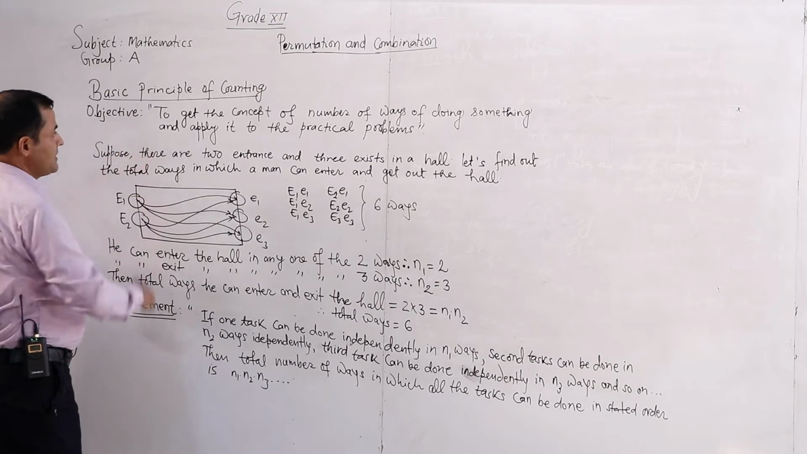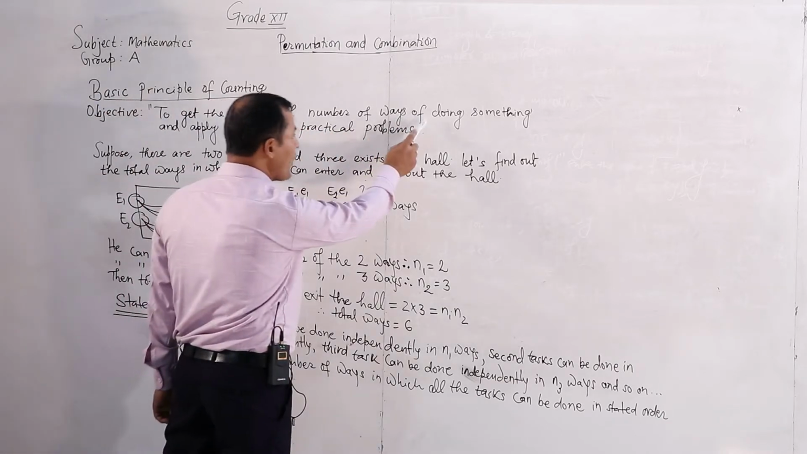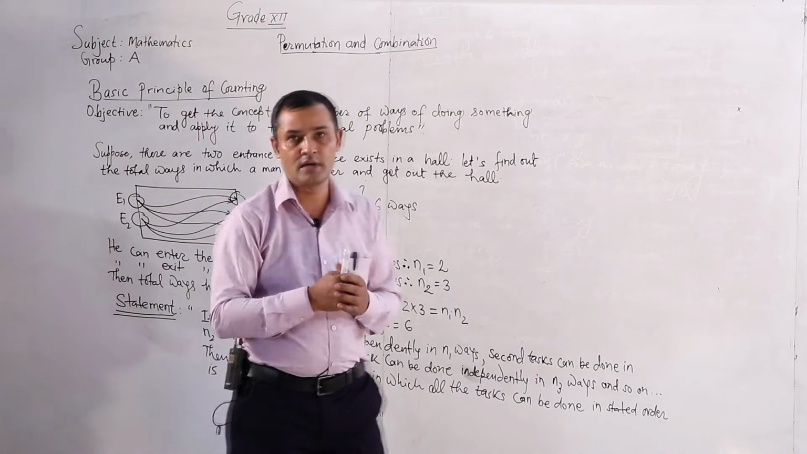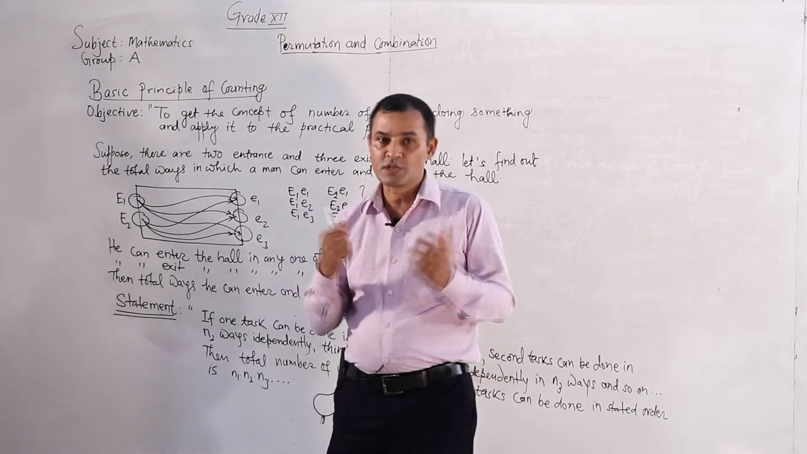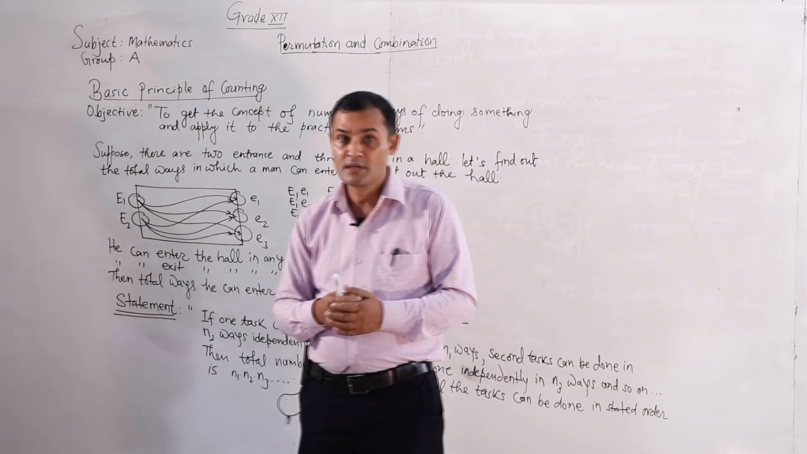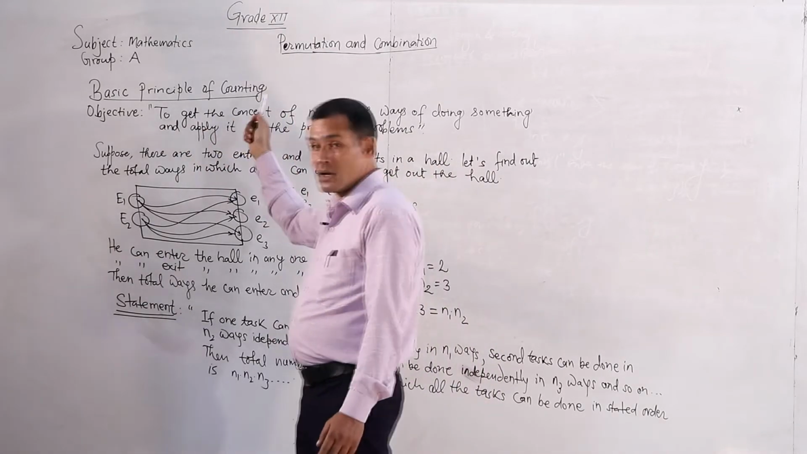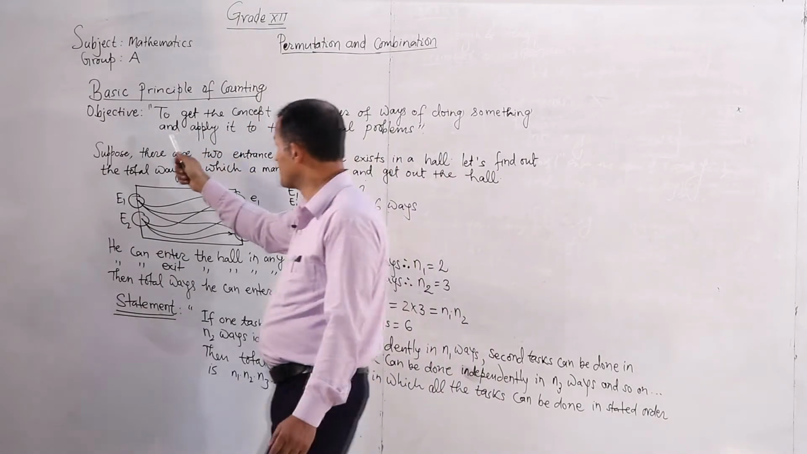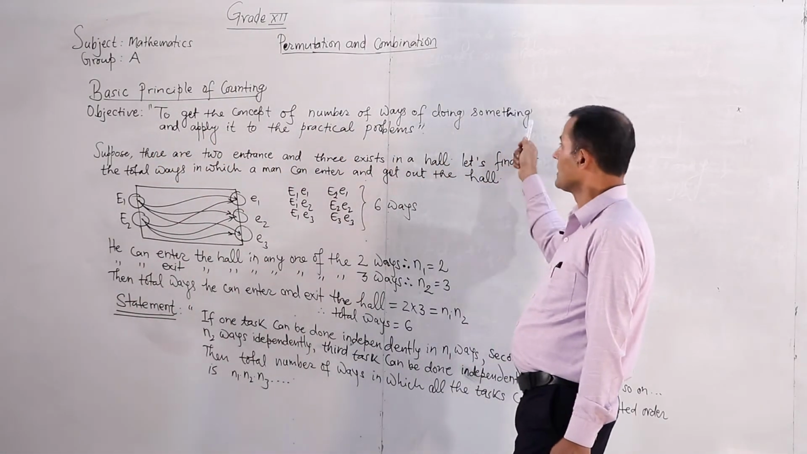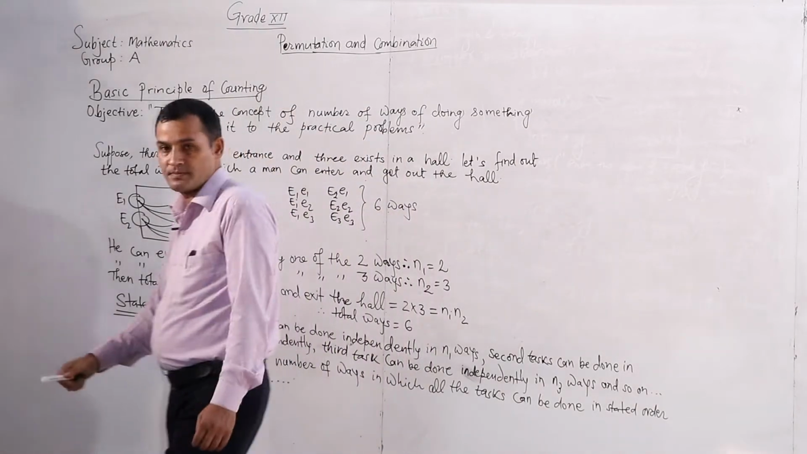The objective of today's topic is to get the concept of number of ways of doing something in mathematics or in daily life activities. We do something in different ways. There are so many options of doing something. So it can be achieved by the basic principle of counting. So today's objective I have chosen is to get the concept of number of ways of doing something and apply it to the practical problems.